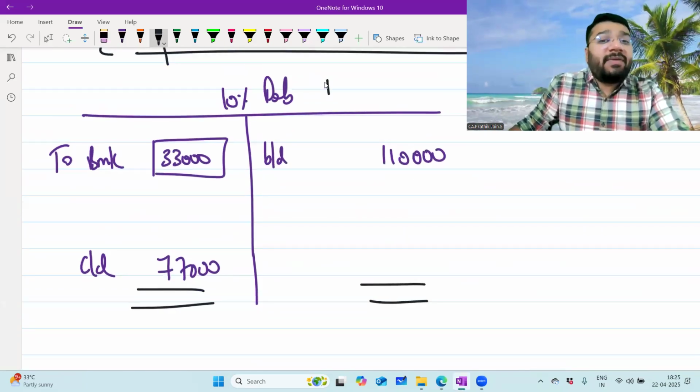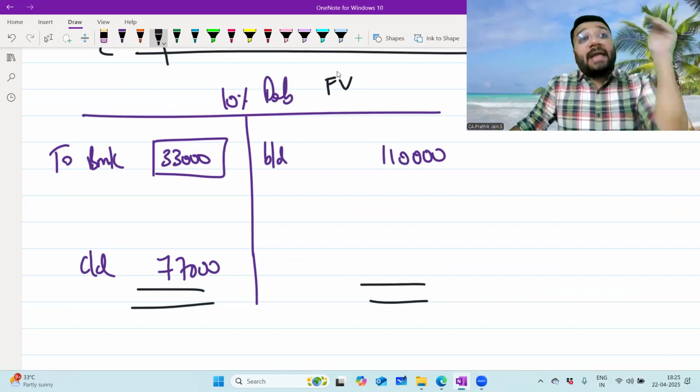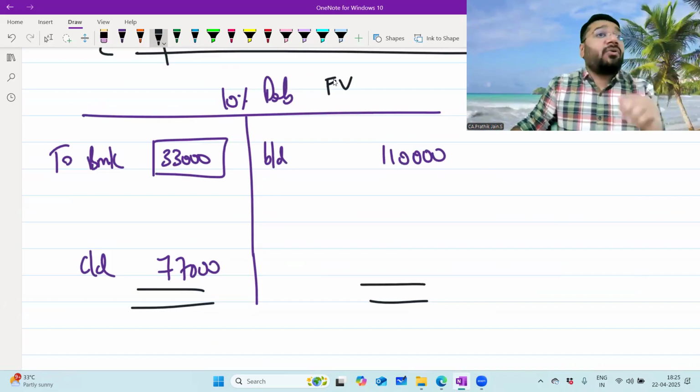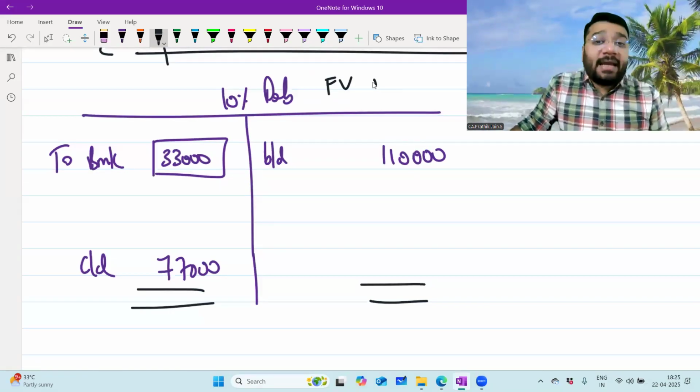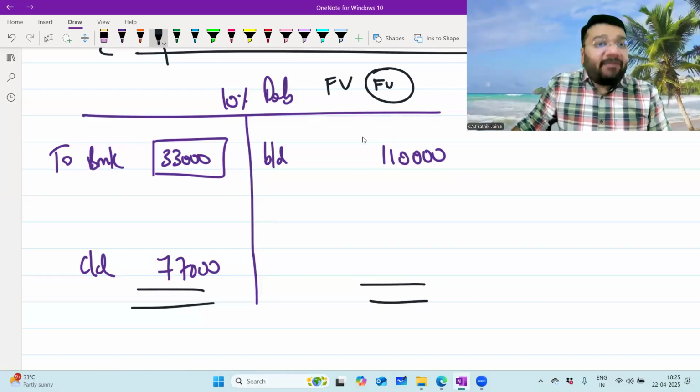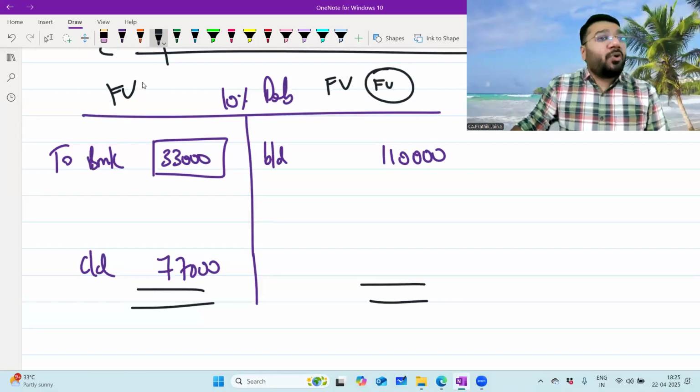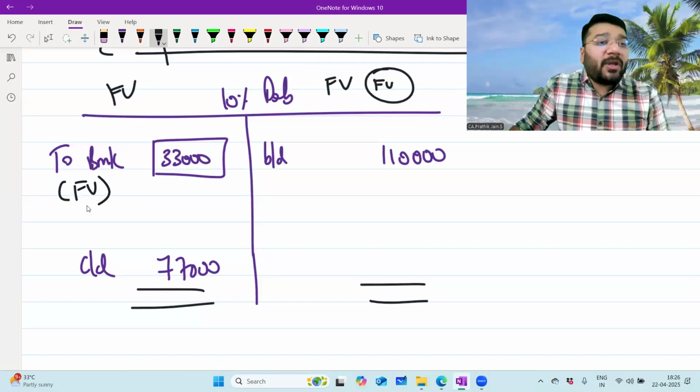See, when we record the debenture, we record the face value. When we record in debenture account, we record in face value. When we take this information out, we record again at face value. So coming in at face value, going out at face value. So the pure 33,000 is the face value of the debenture redeemed.